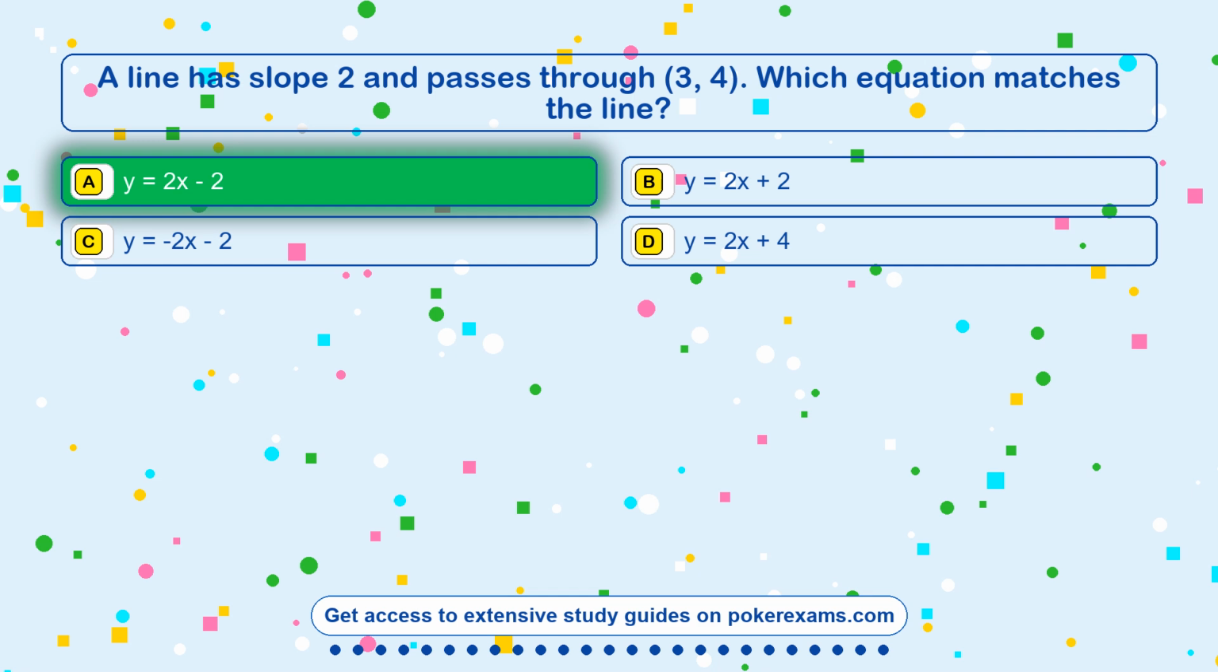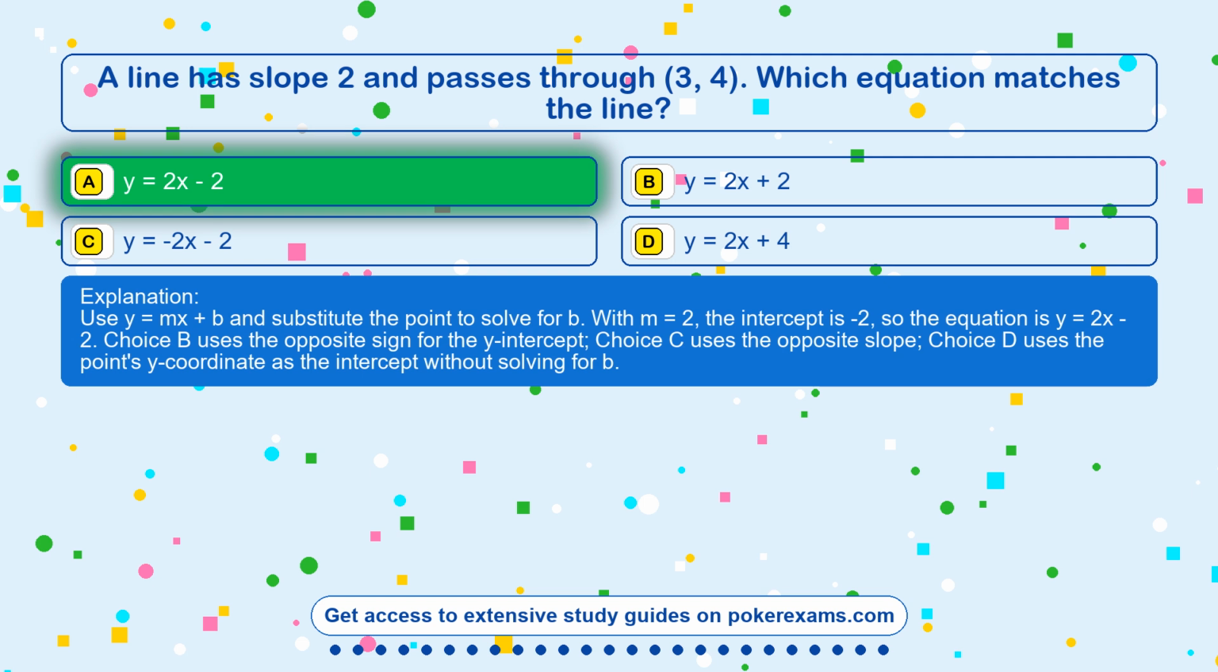The correct answer is option A, y equals 2x minus 2. Use y equals mx plus b and substitute the point to solve for b. With m equals 2, the intercept is -2, so the equation is y equals 2x minus 2. Choice B uses the opposite sign for the y-intercept, choice C uses the opposite slope, choice D uses the point's y-coordinate as the intercept without solving for b.